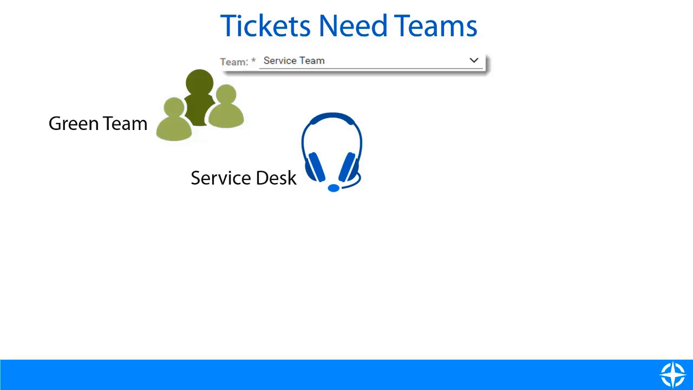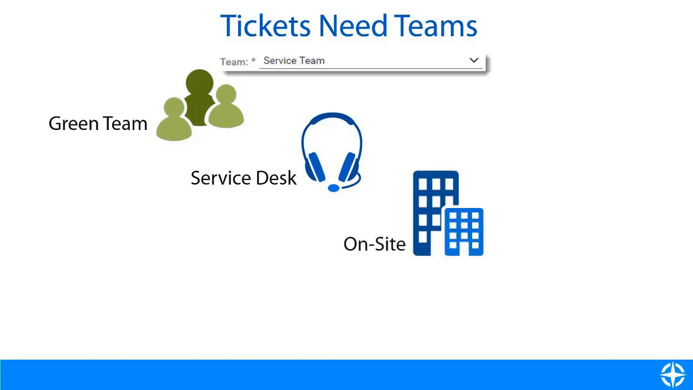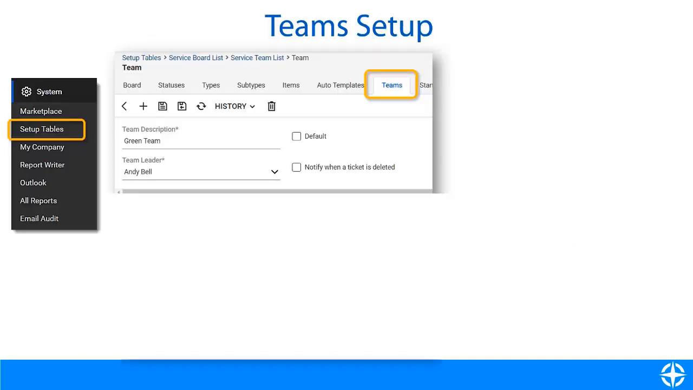A service desk team might represent those working a help desk or an inbound chat queue. An on-site team might represent your field service technicians who travel to client locations. And a billing team could represent your finance resources on a collections board.